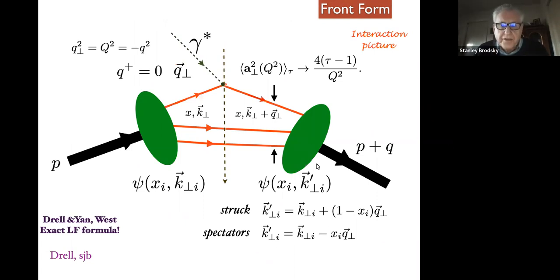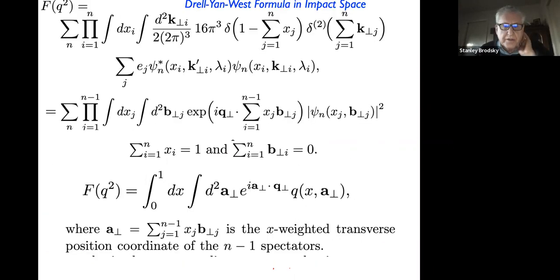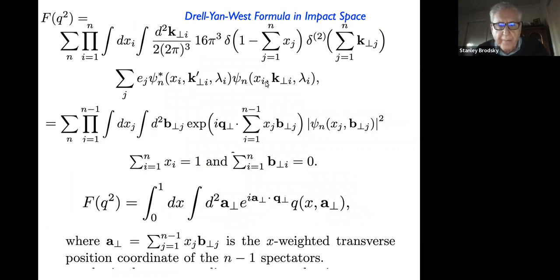So if we go back to the Drell-Yan-West formula, you actually can calculate A perp squared itself and get this formula 1/q squared. Let me explain a little bit about how that works. You write down the formula I just gave you, the overlap of light front wave functions. You express it in terms of the Fourier transform B perp, which is conjugate to K perp, and you just get this exponential. Then you can write the form factor in terms of A perp, which is the sum of xj B perps. This is what controls the physical size of the form factor. The A perp is the crucial variable. It's not simply B perp, it's got the x weighting.